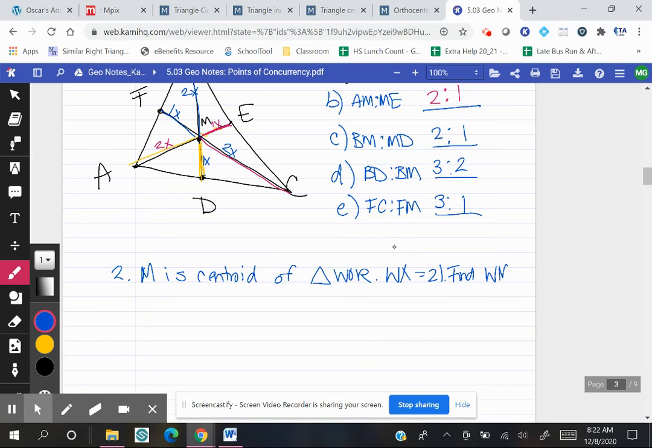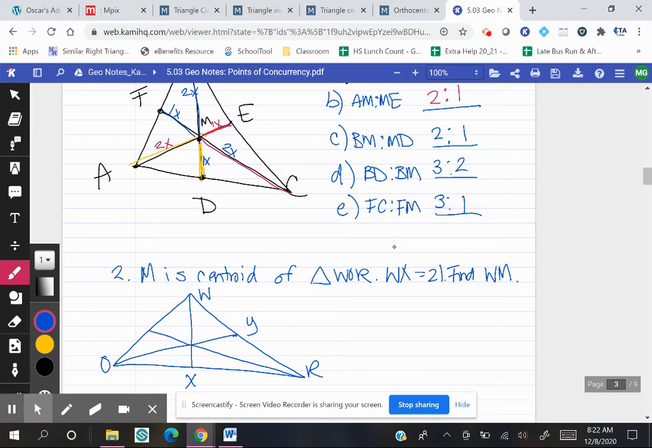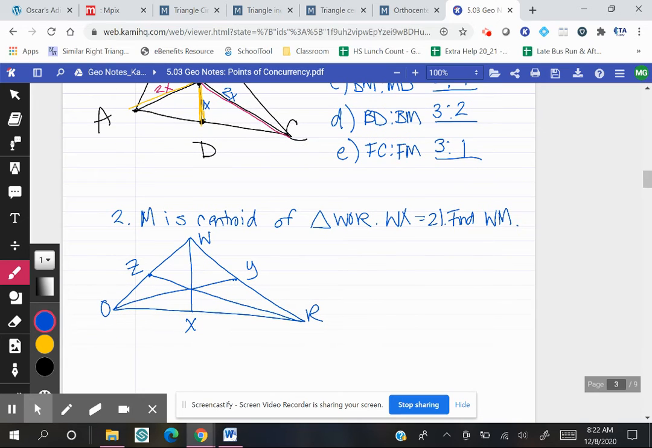Find WM. So your picture is triangle WOR, W goes to X, and then Y and Z. So let's label.